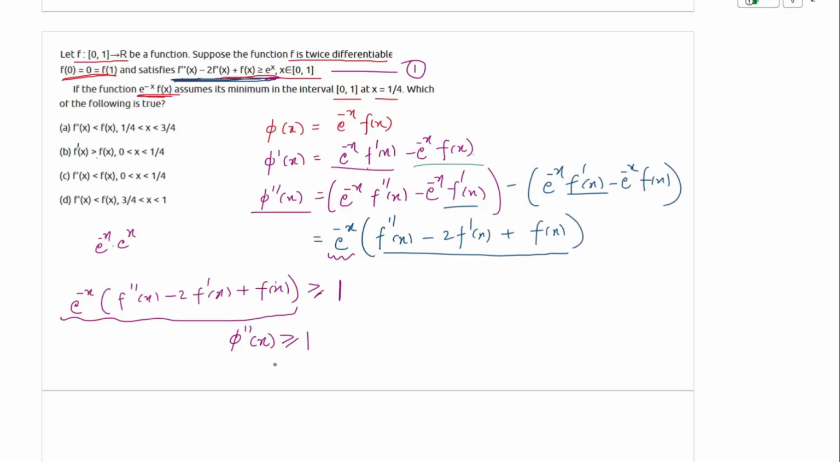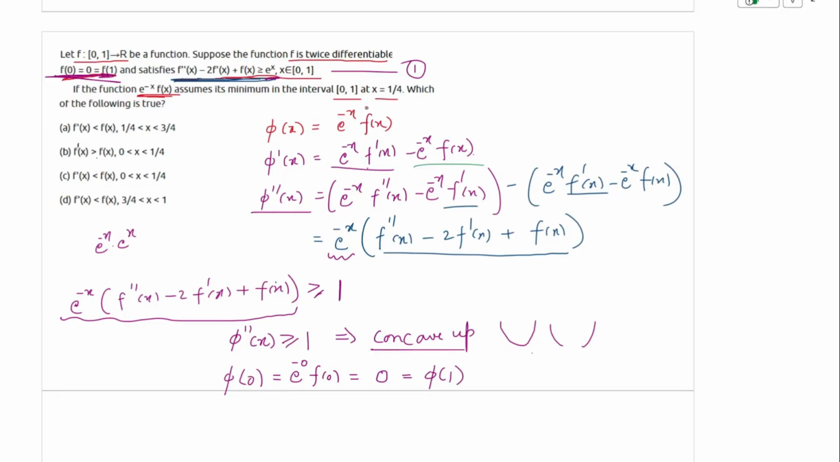What can you say about the function then? If my double derivative is positive, because greater than or equal to 1 means positive, right? Positive means you are concave up. That means you are looking like something like that, maybe this or maybe that. So concave up basically. What else? Do I know how my function is looking at 0? You can use the given facts, you already have a relation. So e to the power minus 0 times f of 0. How much is that? Because f of 0 is 0, it's 0. Similarly, you can show that phi of 1 is 0 because f of 1 is 0, correct?